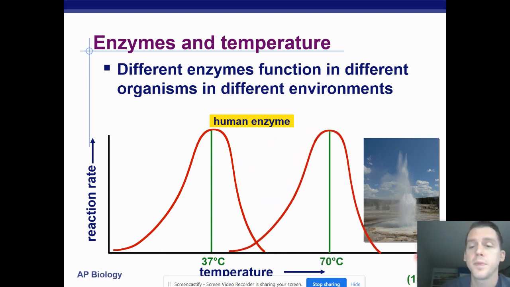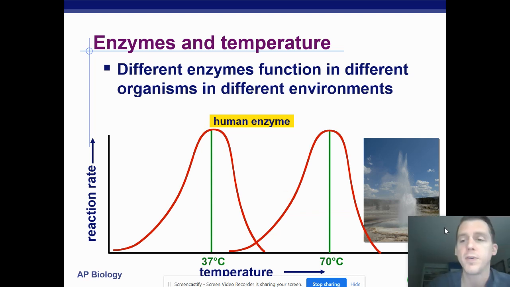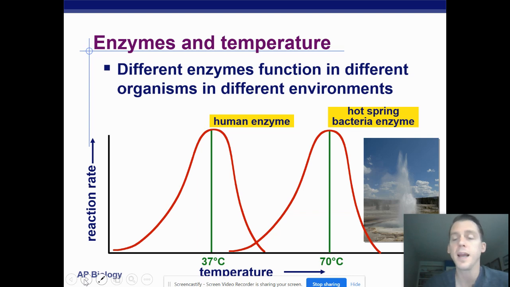For example, here we have 158 Fahrenheit, if you can see that there. And this is for prokaryotes that might live in a hot spring. If they're living in a hot spring, the optimum temperature for their enzymes is going to evolve to be hotter, which it has.